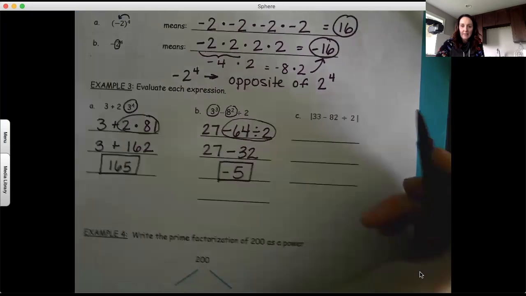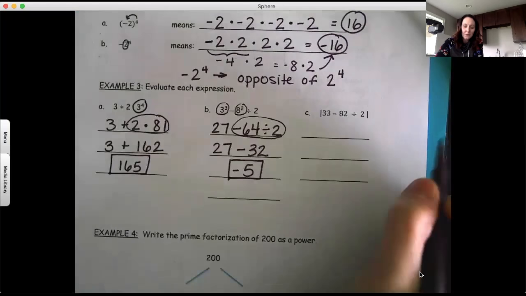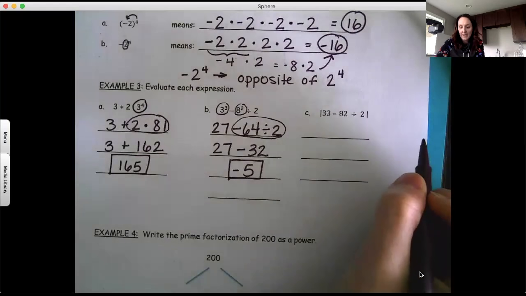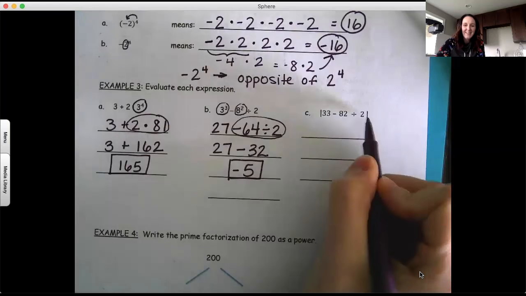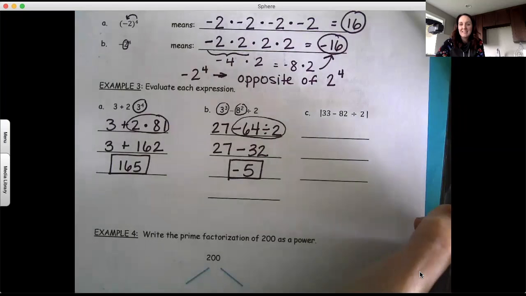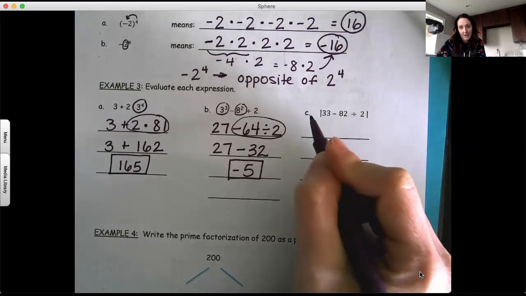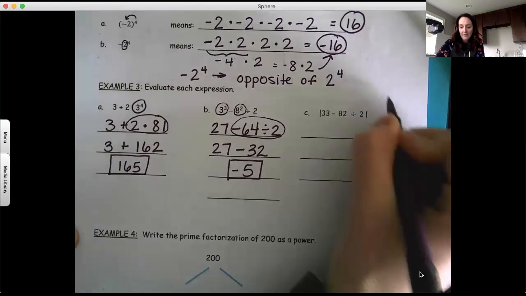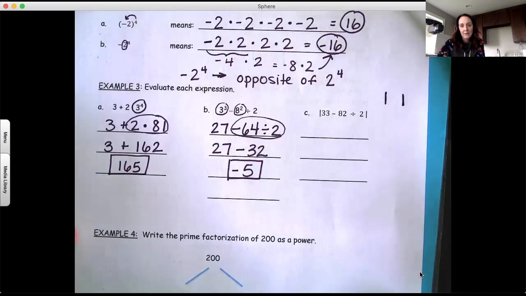Okay, in this last one, you want to first look and say, where do I begin? Notice these symbols mean the absolute value. The absolute value is the distance away from 0. So we're going to apply that at the very end. These are not parentheses. These vertical lines, when they are like this, mean absolute value.